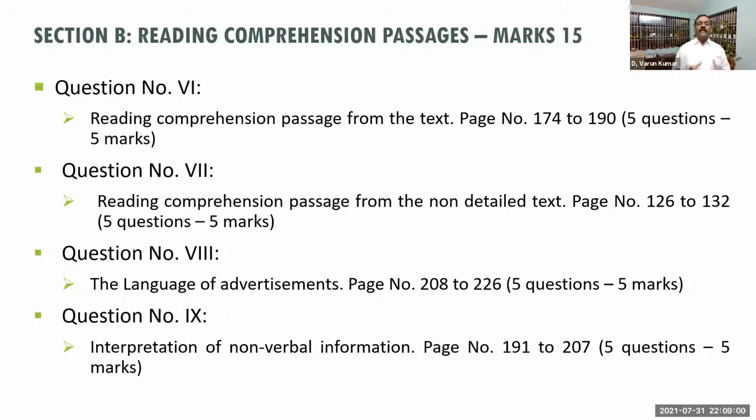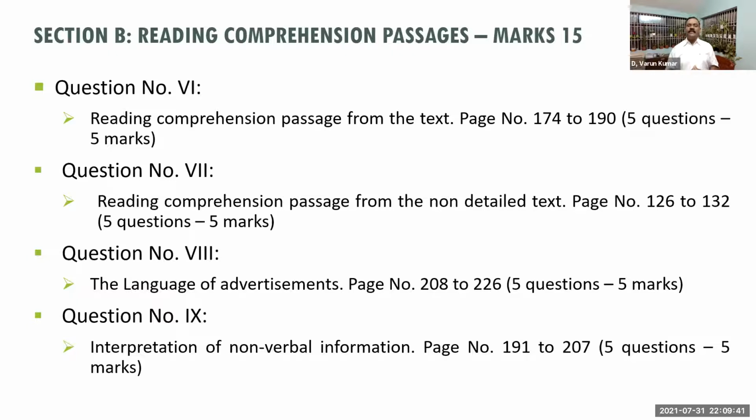Next, question number 8. This is a different genre, actually the language of advertisement. There will be an advertisement, a beautiful, colorful picture. Under the advertisement, there will be 5 questions which are very easy. If you practice just a few, certainly you will get 5 out of 5. This is on pages 208 to 226. Read the questions and you can find the answers very easily from the given advertisement.